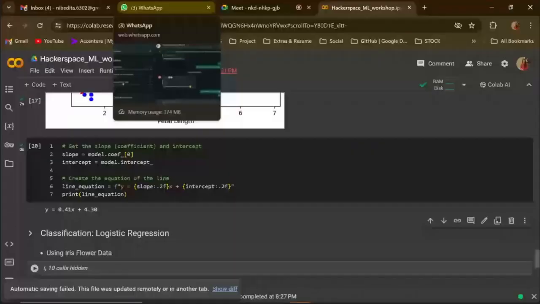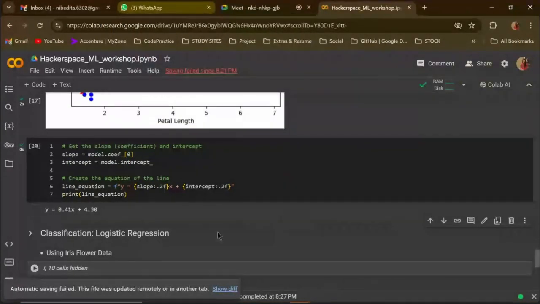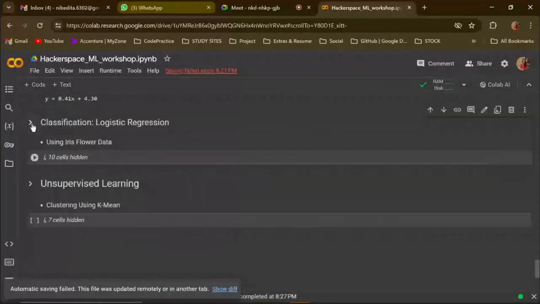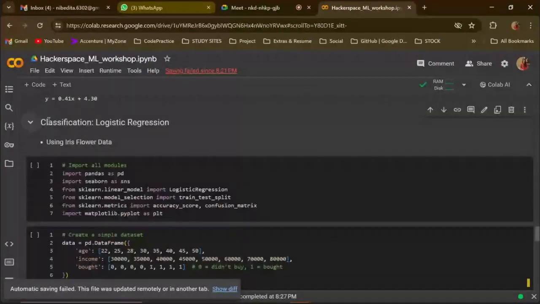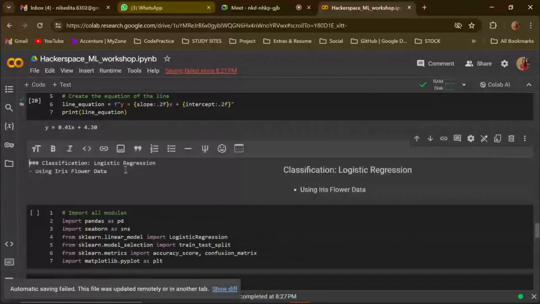Okay, now let's see the logistic regression program. We are not using the iris data, so let's just remove this.